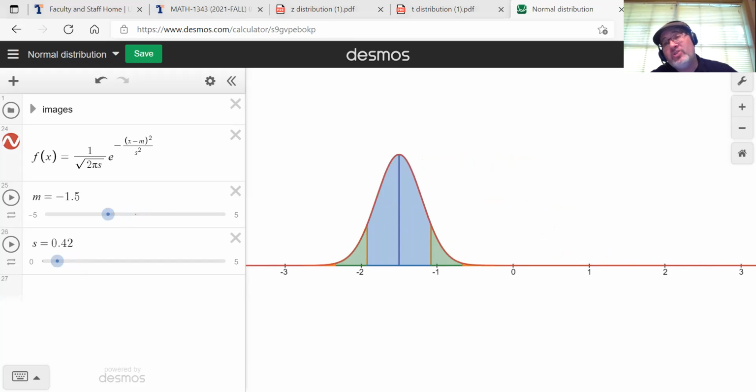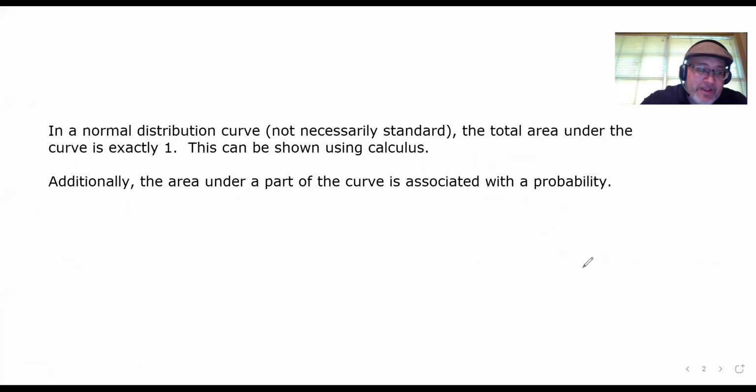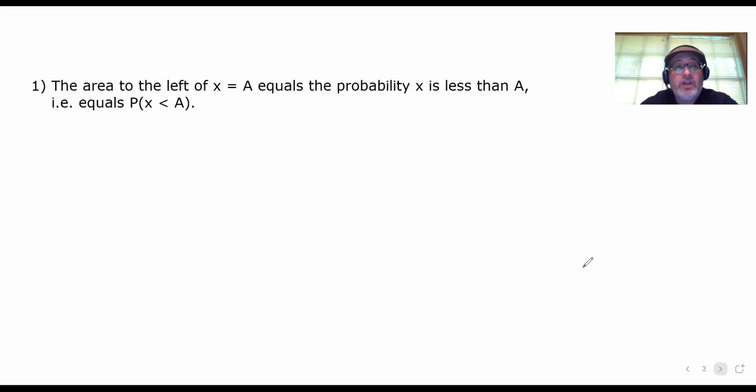So what does that have to do with anything? Well, that means we can interpret the area under the curve as a probability, depending upon which part of the curve we're looking at. So the area under a part of the curve is associated with a probability. We're going to look at 3 specific scenarios right now. Number 1, the area to the left of x equals a equals the probability x is less than a. In other words, using the symbolic notation, the probability x is less than a.